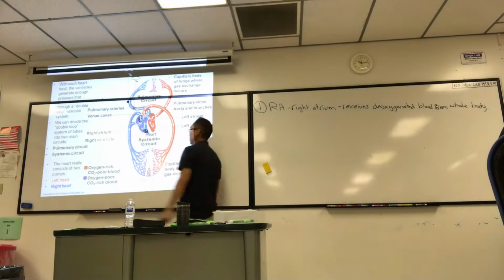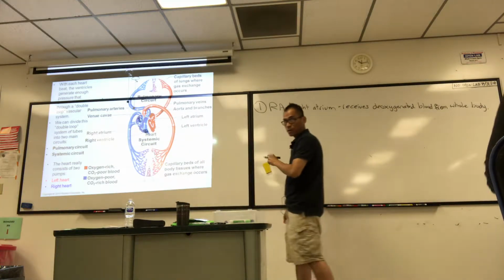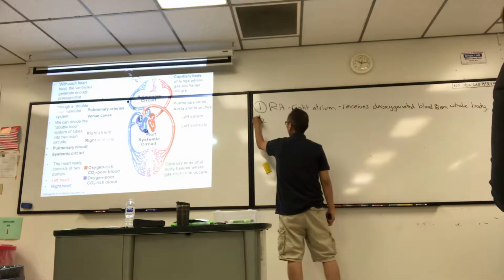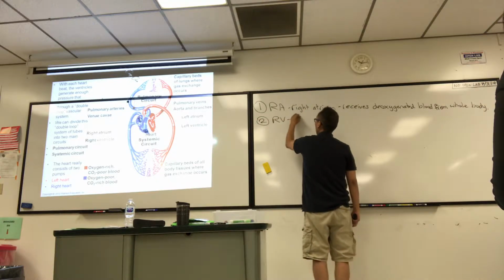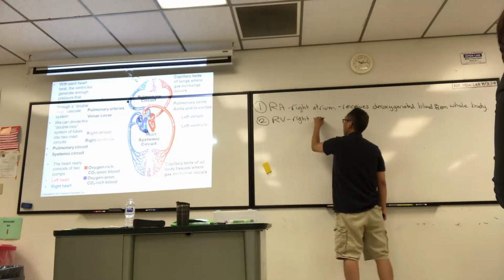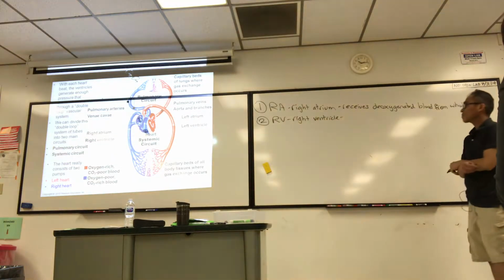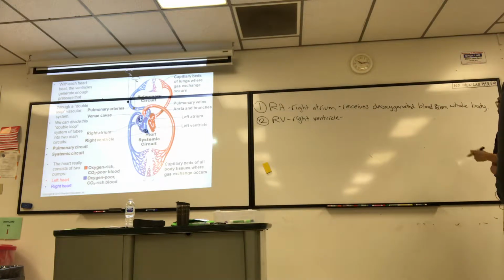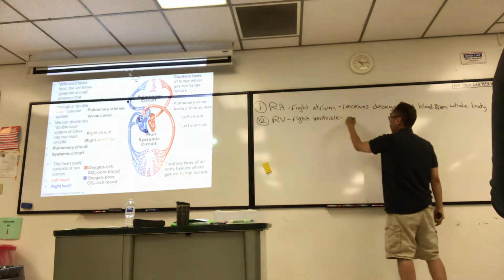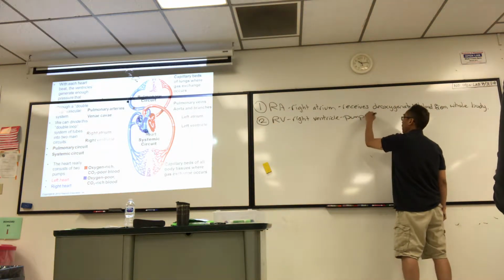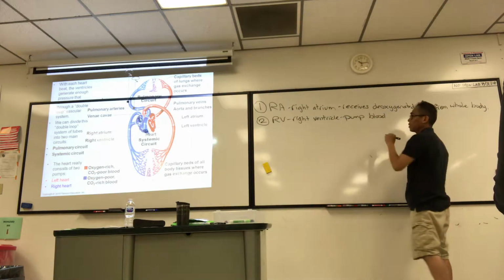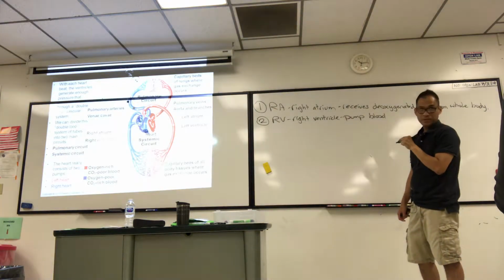This chamber is the right ventricle of the right heart. Call it RV, right ventricle. Well, the ventricles are the pumping chambers. So when the ventricles fill with blood, they pump when they generate pressure. And so the right ventricle will pump blood into the pulmonary arteries.